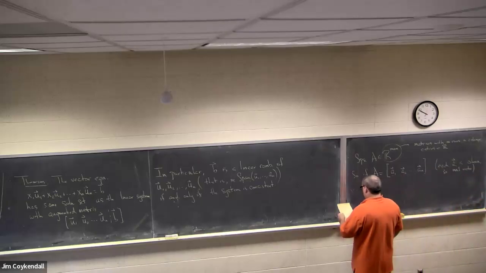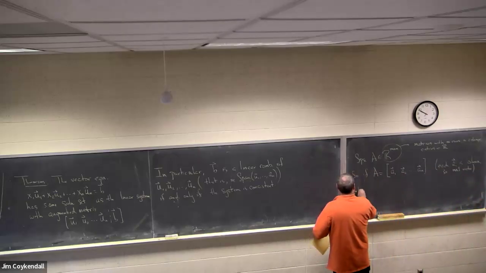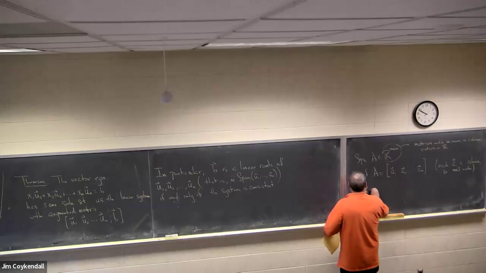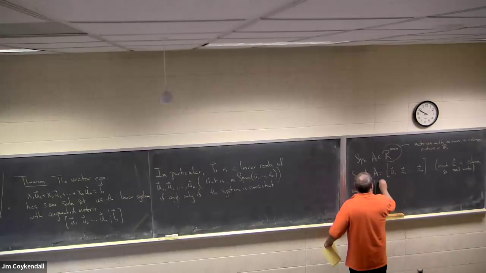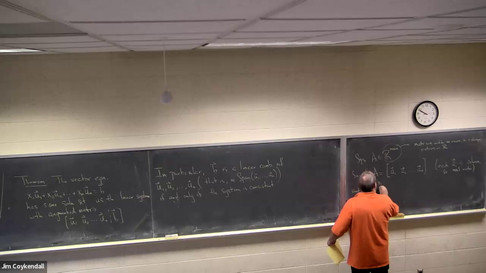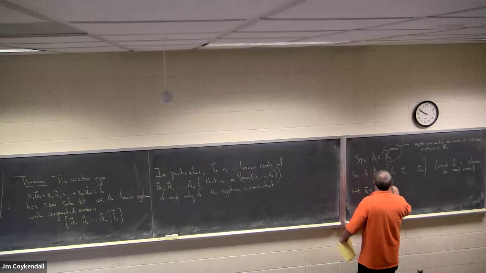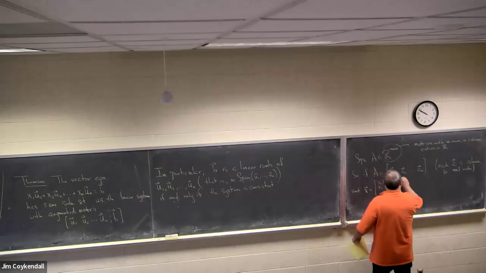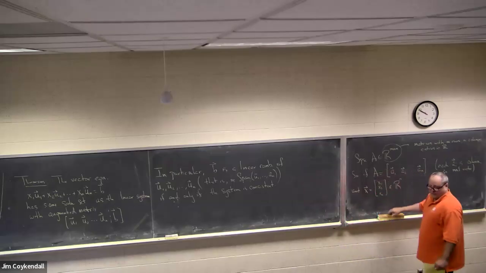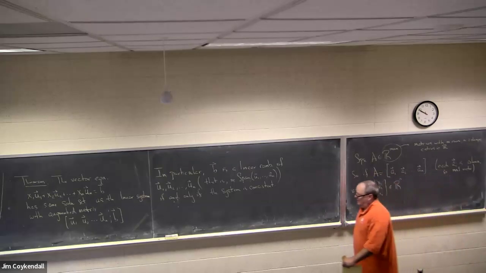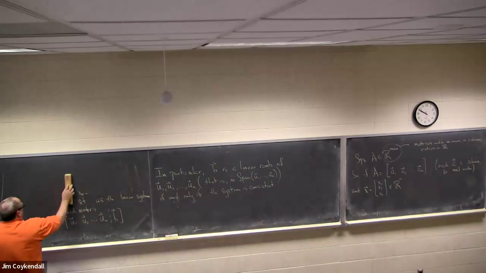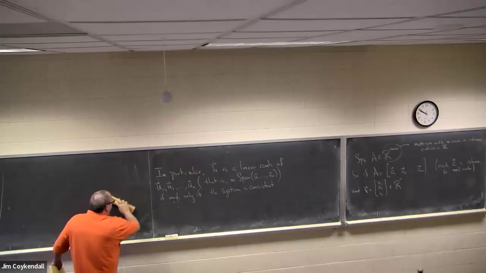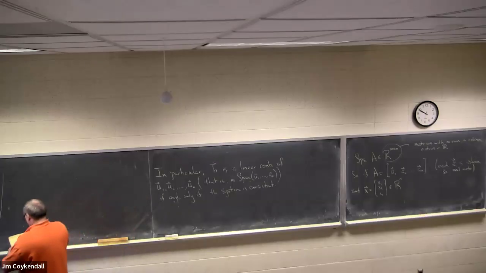Then we define, if we have x equal to x1, x2, up to xn. So this is just a vector, right? So A is a matrix, its columns are A1 up to An, and x is an n vector.